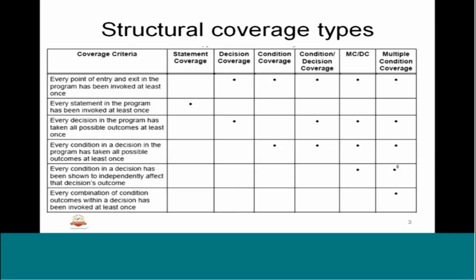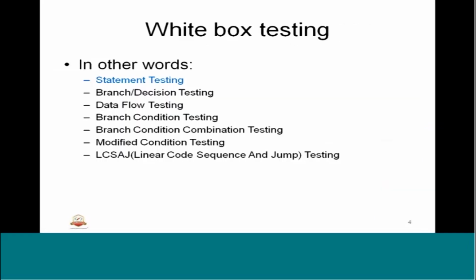Okay, so white box testing has the below types of testing methods. The first one is statement testing, and the next one is branch decision testing. The other one is data flow testing, and branch condition testing. We have branch condition combination testing. We have modified condition testing, and the last one is linear code sequence and jump testing.